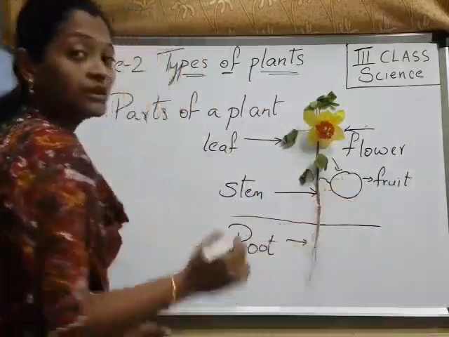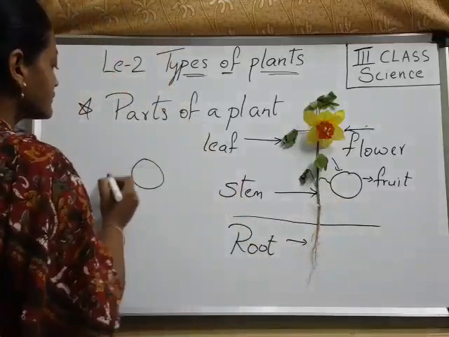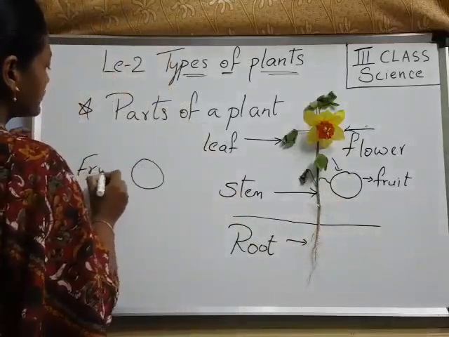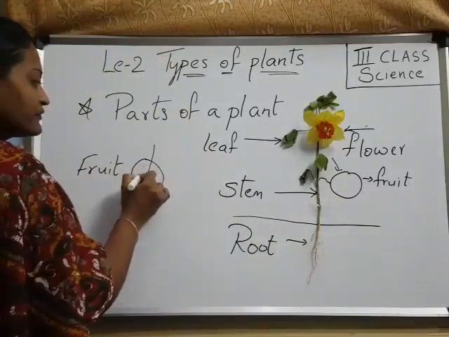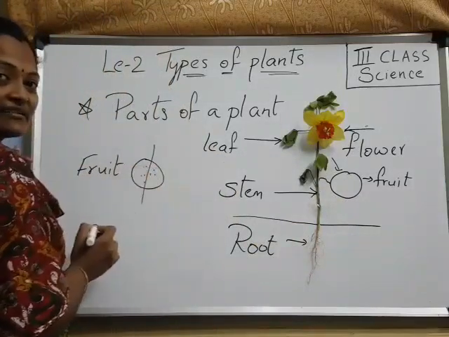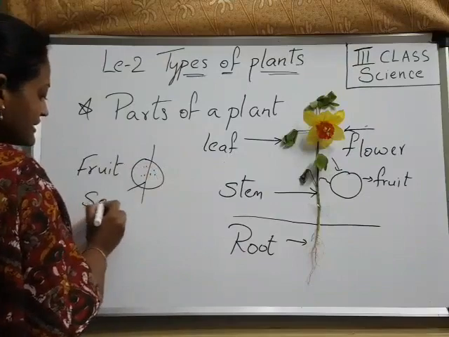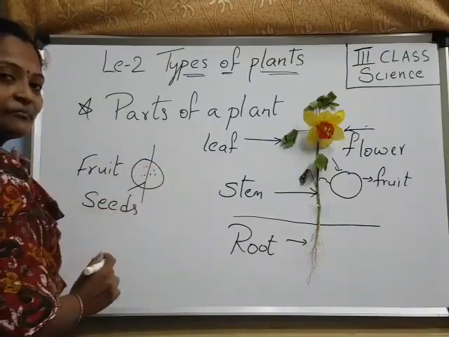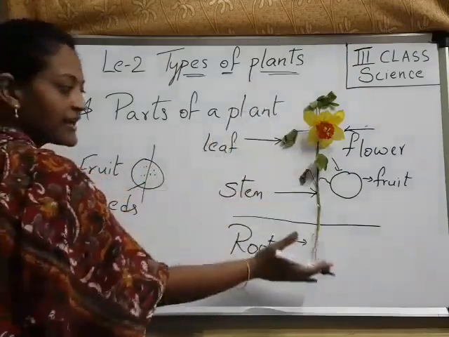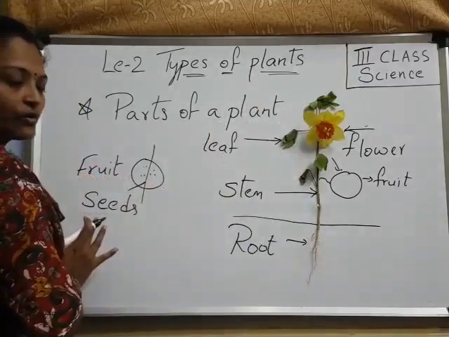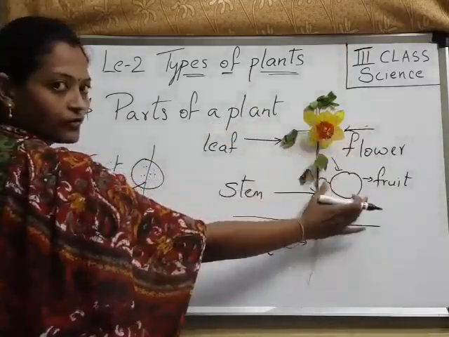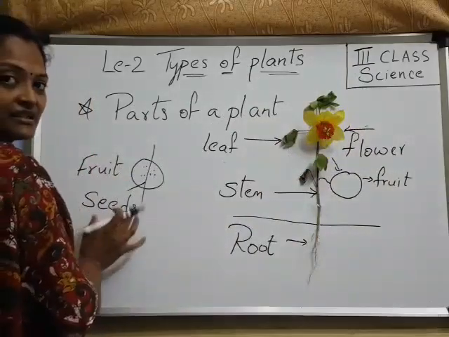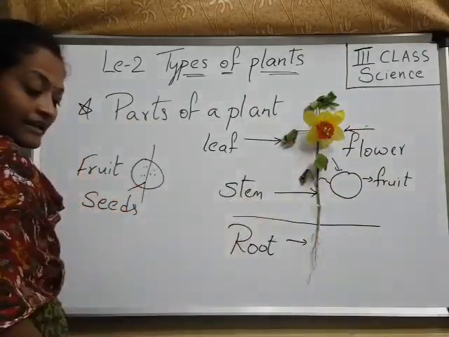Now, this fruit, if you cut the fruit, what is there inside? Any fruit, take any fruit. Tell me. We have seeds, right? Those are seeds. Isn't it, children? Now, these are all various parts of a plant: root, stem, leaf, flower, fruit. Fruit contains seeds. These are all various parts. Now I will tell you their uses.